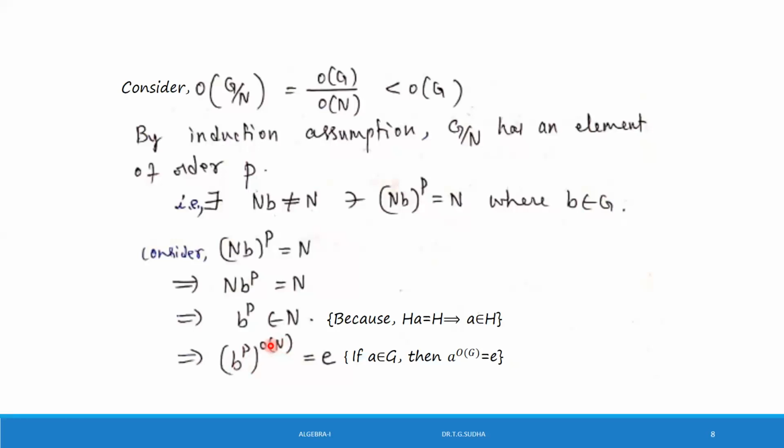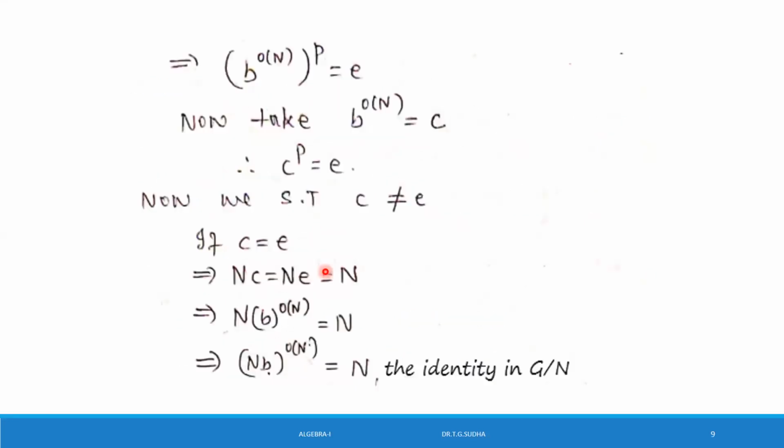Now using laws of indices, I can interchange this P and order of N, and I can write B to the power of order of N, whole to the power of P, is equal to E. So I get this expression. Now let me take B to the power of order of N to be C. So I get C to the power of P is equal to E.